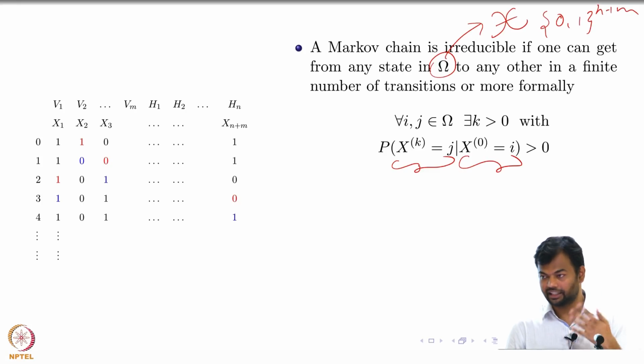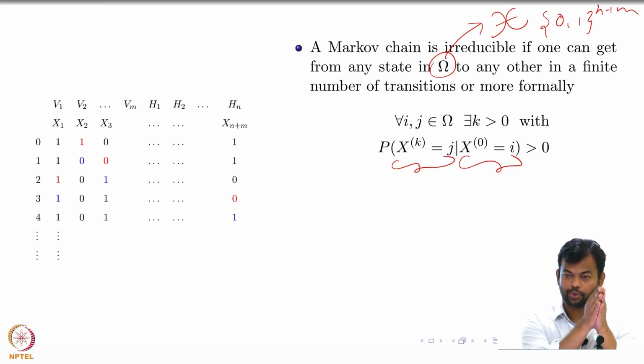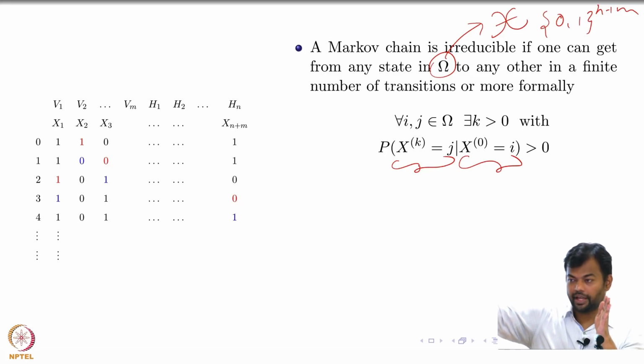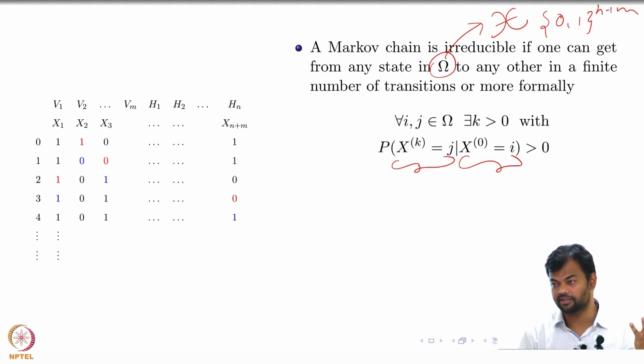In other words, the other way of looking at it is that it is not the case that if you start from one of these 2 raised to n plus m values, the remaining 2 raised to n plus m minus 1 values are not all reachable from here. It's not that there is a particular state which is not reachable from there. So it's not the case that the probability of reaching a particular state starting from any other state is 0. That's what irreducible means, because the chain will continue.